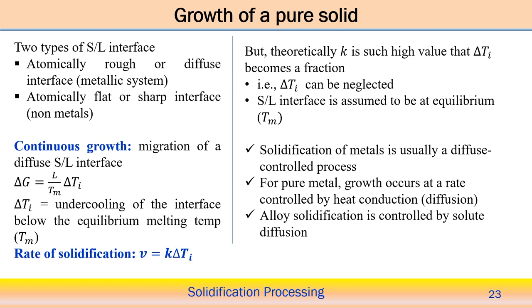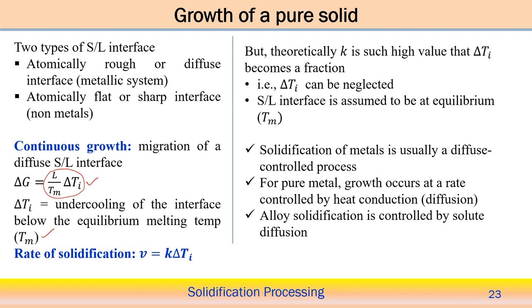We understand that delta G, the Gibbs free energy change, is given by L by Tm into delta Ti. This expression we have already derived. So it basically depends on the degree of undercooling at the interface. Delta Ti indicates the maximum possible temperature deviation in the liquid phase below the equilibrium melting point temperature Tm. We can estimate delta G equal to L by Tm into delta Ti. This is the Gibbs free energy available during solidification of a pure metal.